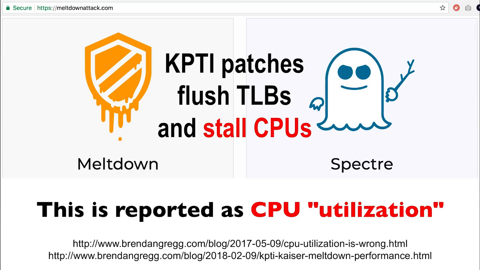This was caused by the KPTI patches that have merged in Linux 4.15 for the Meltdown vulnerability. These have been backported to all of the other kernels. The patches cause TLB flushes. That causes stall cycles in the CPU. This is reported as CPU utilization, and that is misleading. I have a blog post about it, and that is my talk.